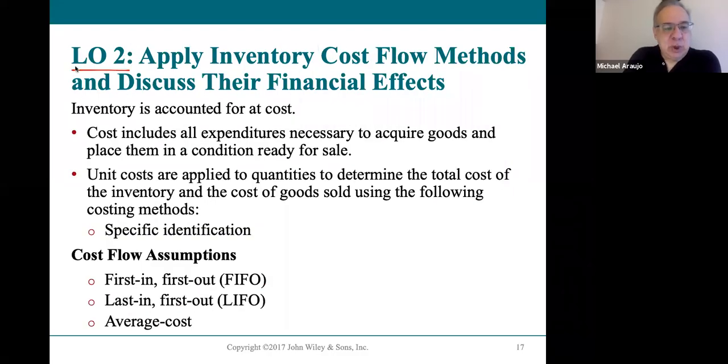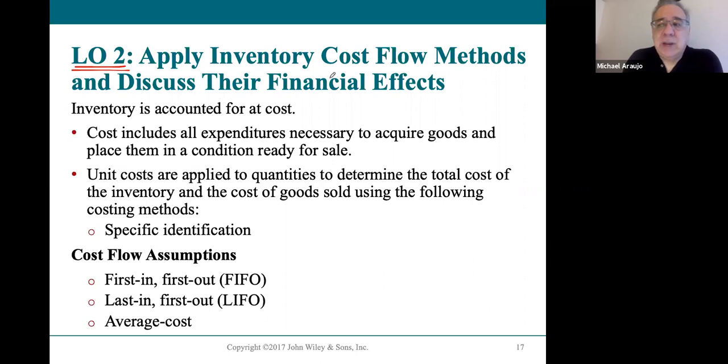All right, so learning objective 2 in chapter 6 is really where the work is. As I mentioned, you understand from our talk about inventory in chapter 5 that companies are always buying new inventory to stock the shelves. At some point, the cost of that inventory is going to change for the company. That's going to affect their cost of goods sold. It's also going to affect their inventory value, but it's going to affect their cost of goods sold.